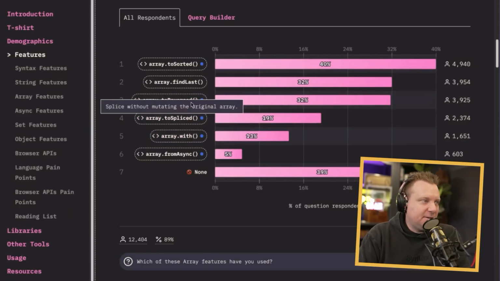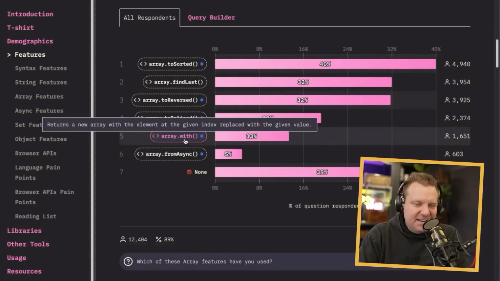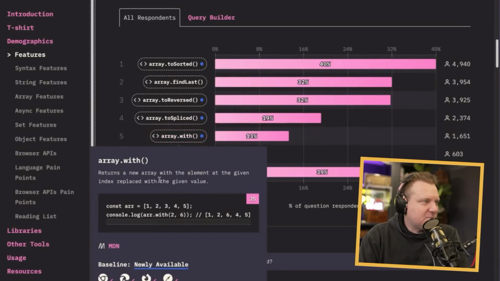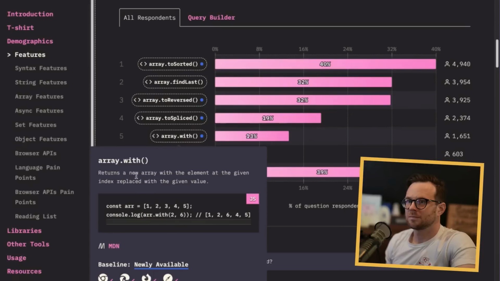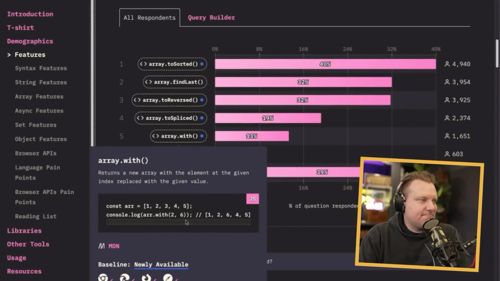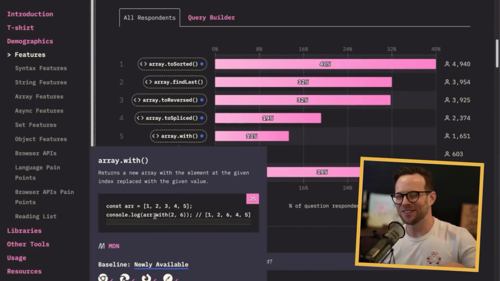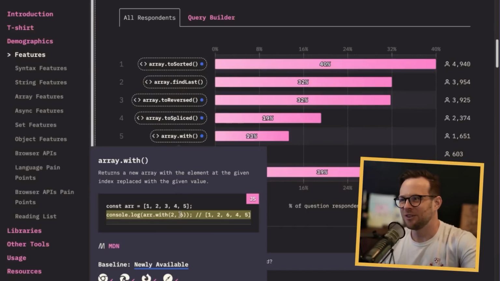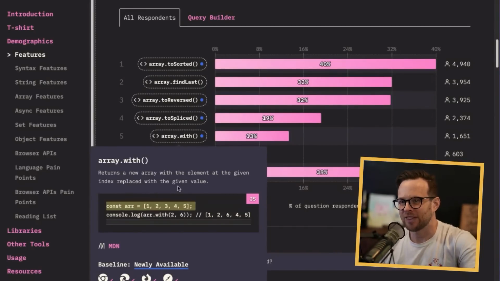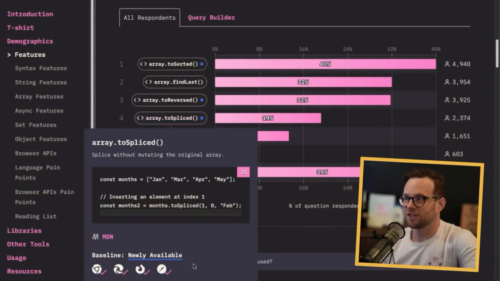Array.with... I did a video on this, and now I'm blanking on what it is. Returns a new array with the element at a given index. Oh, so it's like value. Yeah. How is that different than...? You know what? Here's what I would do in the same situation. I would create a new array first, and then I would replace the item at that index the classic style. And I didn't know this existed. So, what makes it better? Is it a shorthand? It's probably just a shorthand, but still.